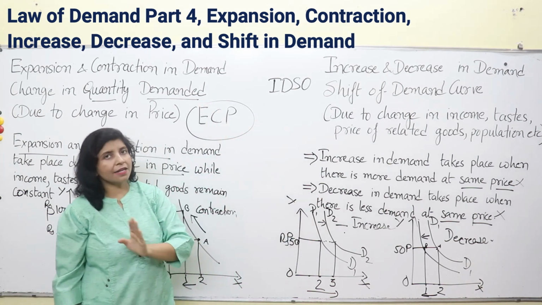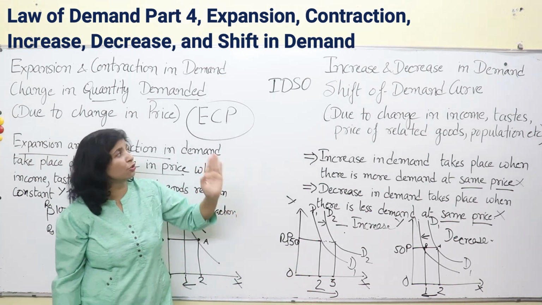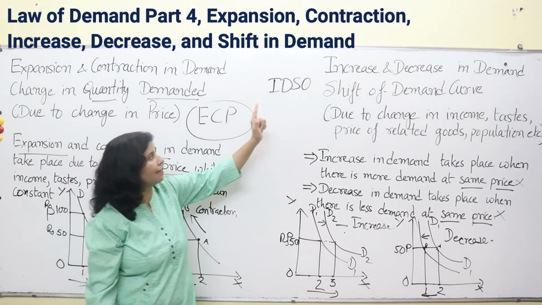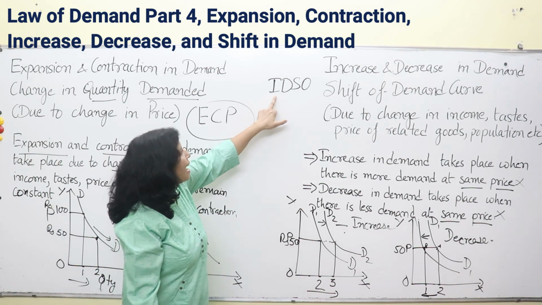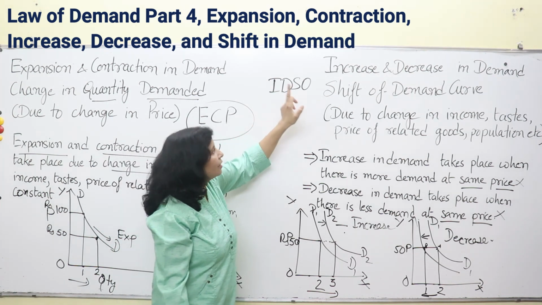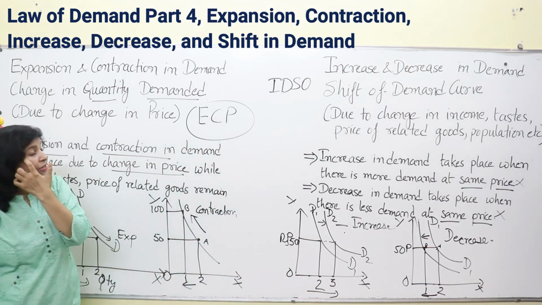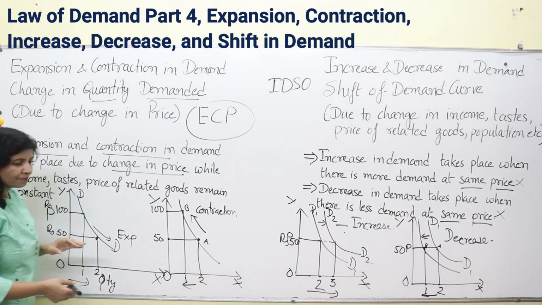So when your demand increases or decreases due to change in other factors and not due to price, that is known as increase and decrease in demand. This is also known as shift in demand. So IDS, that means increase, decrease, shift in demand happens due to other factors. This is known as increase and decrease in demand. Clear? I hope this is understood by you.